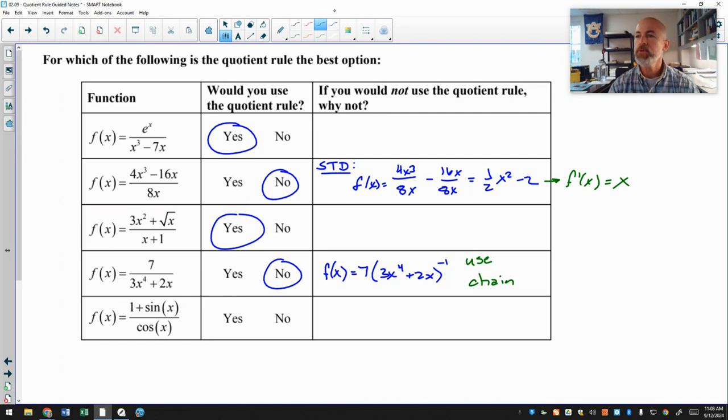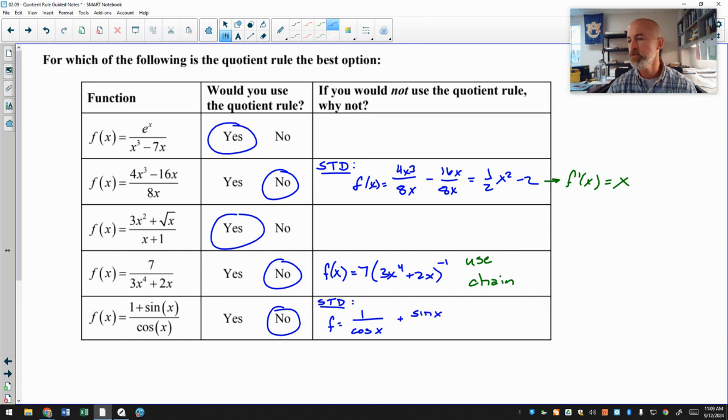And then the last one, 1 plus sine x over cosine x. There are variables on top and bottom. However, again, I have a single term in the denominator. And so we can use our STDs. Got to get rid of those STDs, right? And I can put each of those terms in the numerator over the cosine x, which would be 1 over cosine x plus sine x over cosine x.